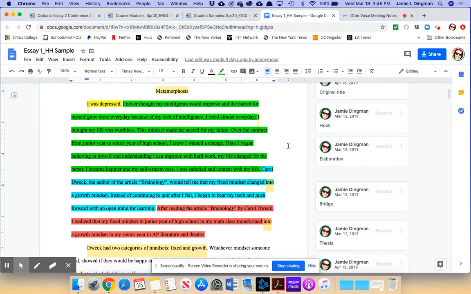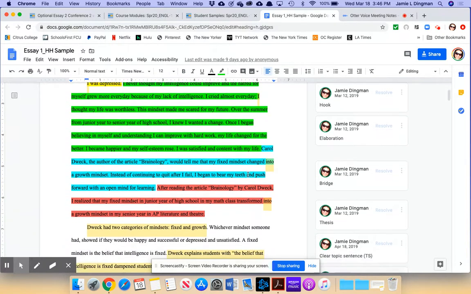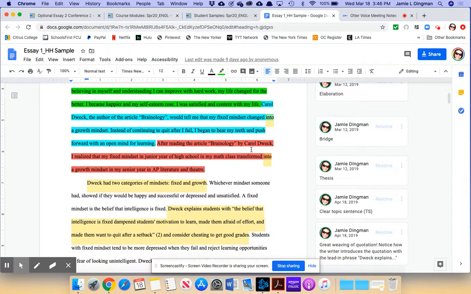Once I began believing in myself and understanding I can improve with hard work, my life changed for the better. I became happier and my self-esteem rose. I was satisfied and content with my life. Carol Dweck, the author of the article Brainology, would tell me that my fixed mindset changed into a growth mindset.